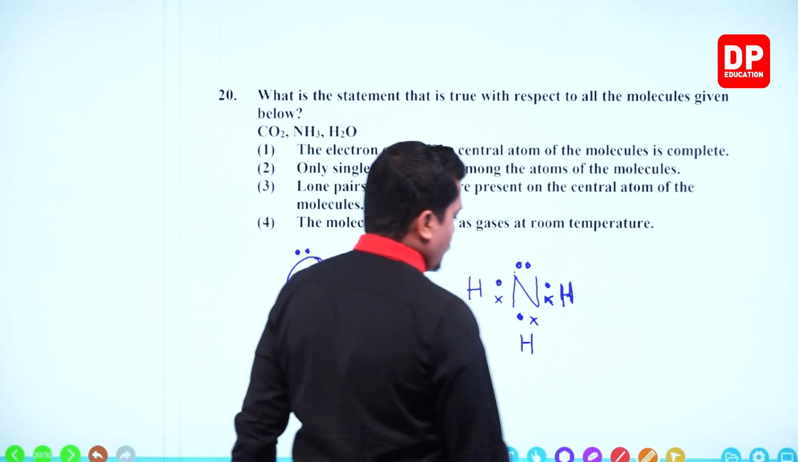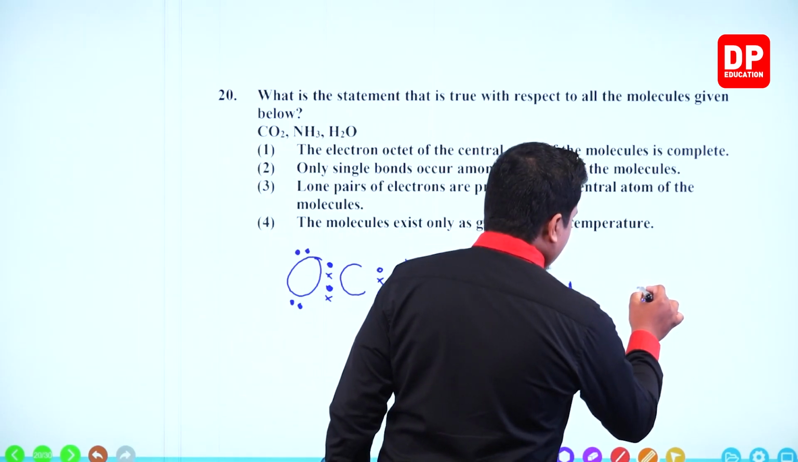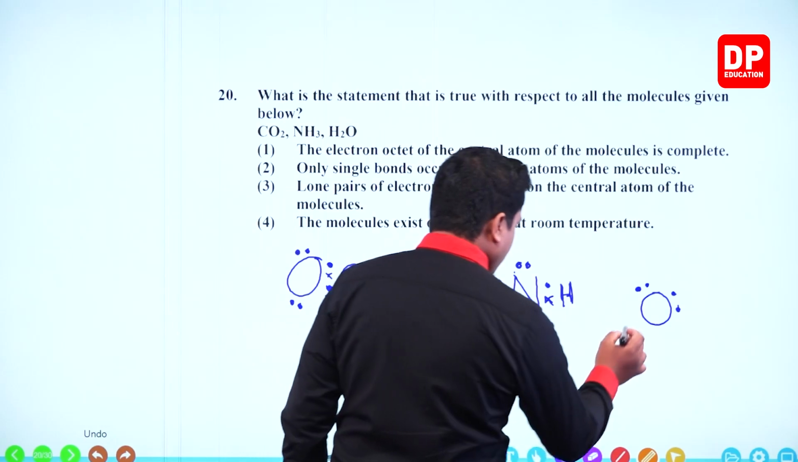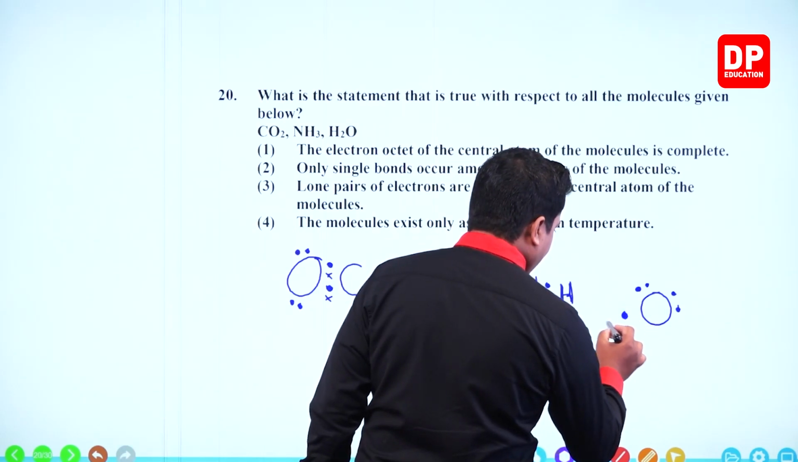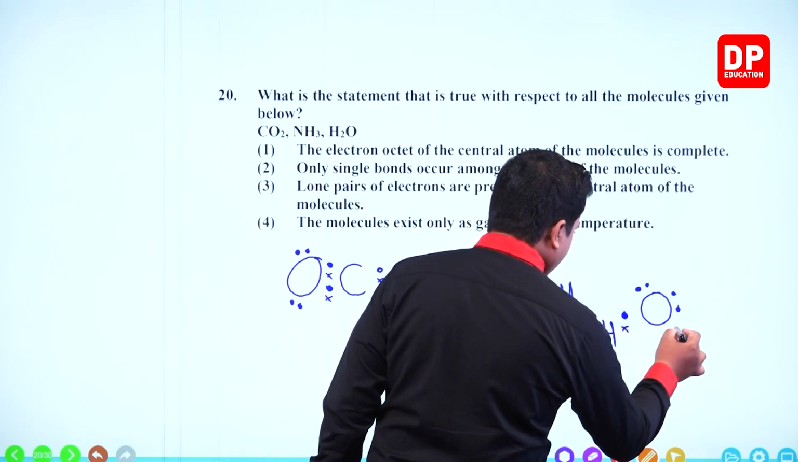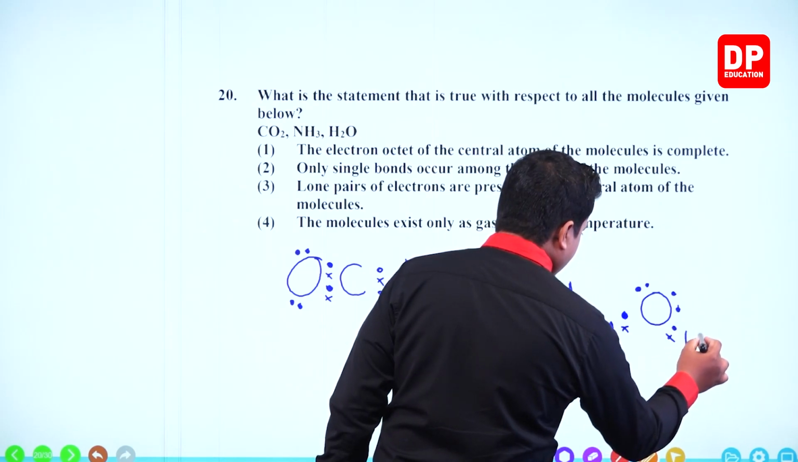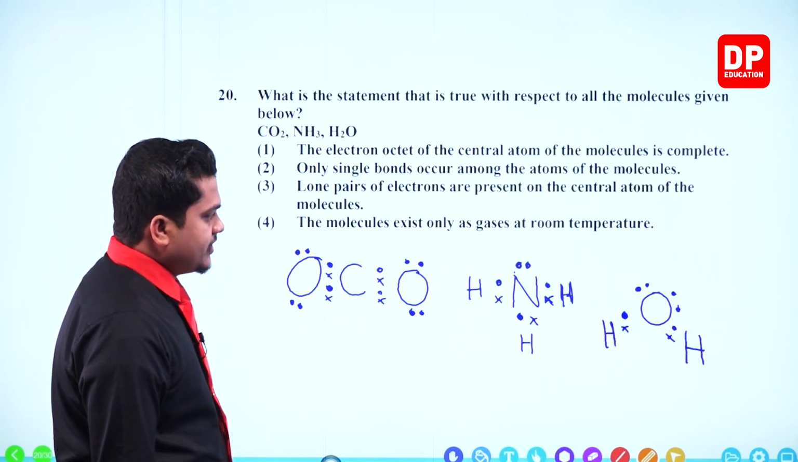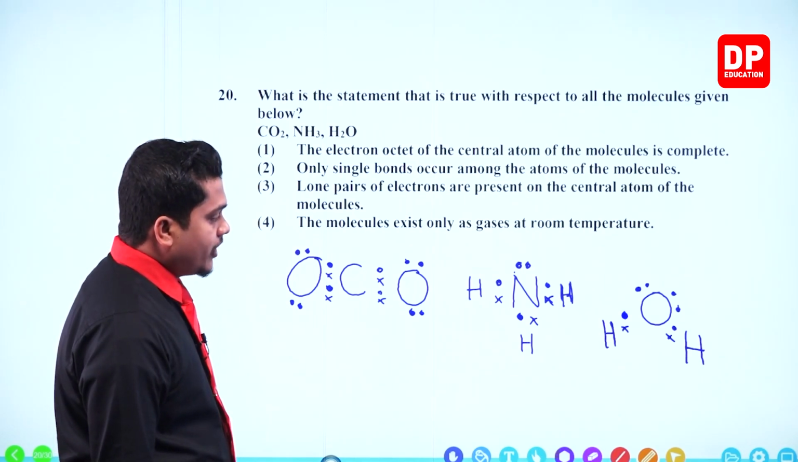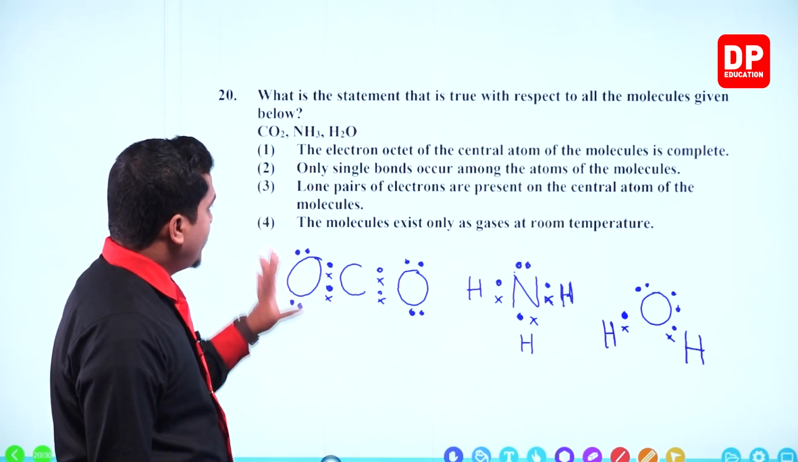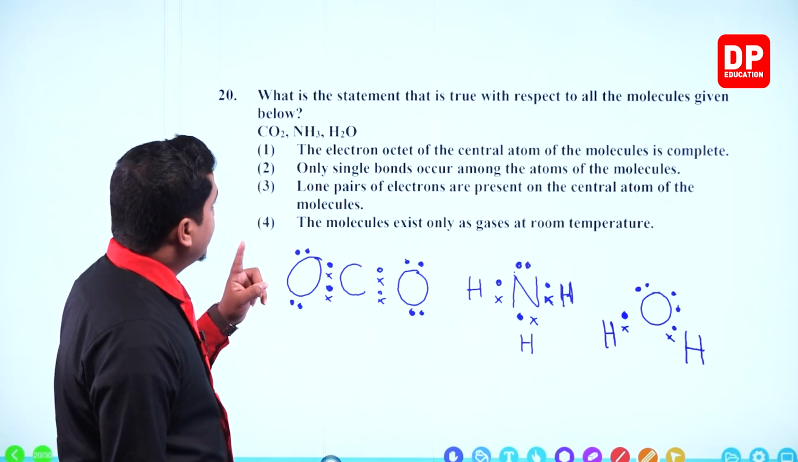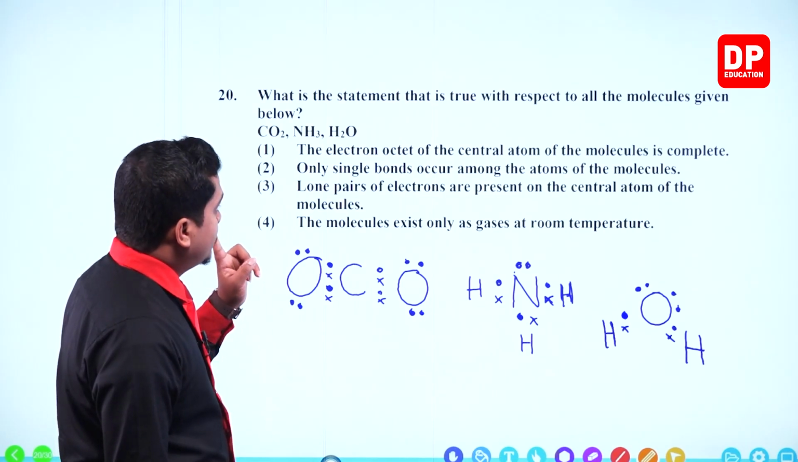The next one, H2O. Oxygen has 2 lone pairs like this. Then the hydrogen atoms. So these are the dot and cross structures for each and every molecule given here. Let's see. You have to select the correct statement, the true statement.